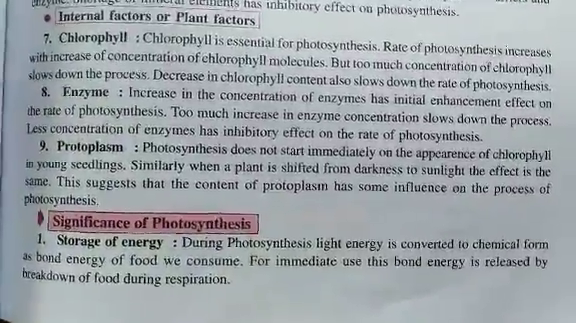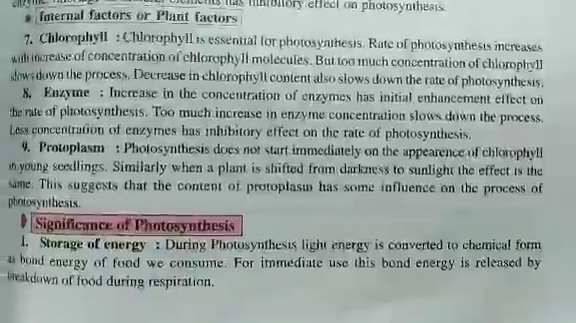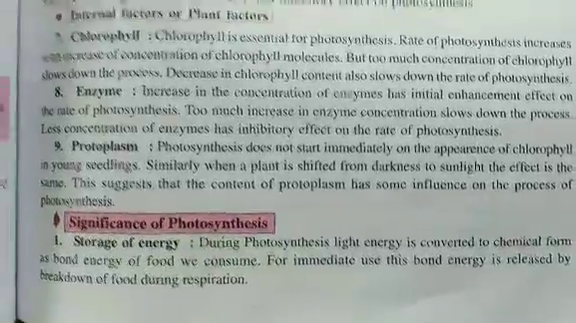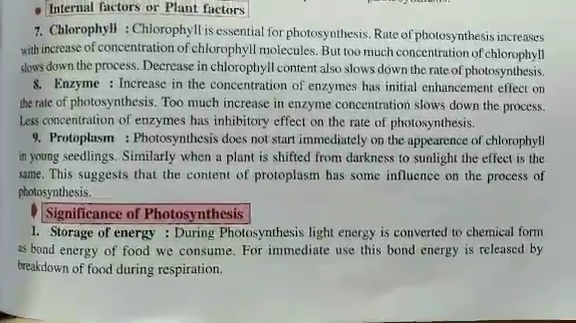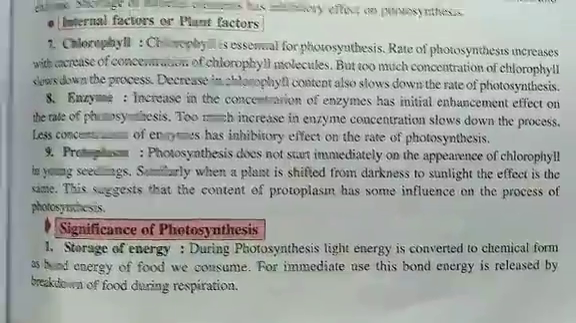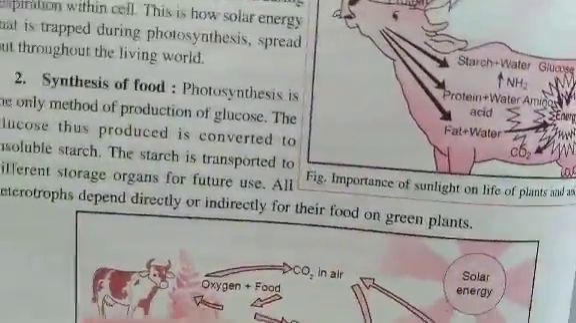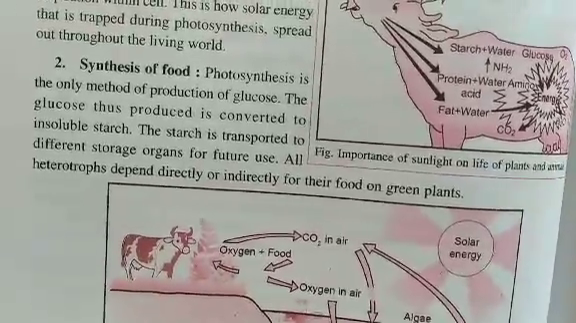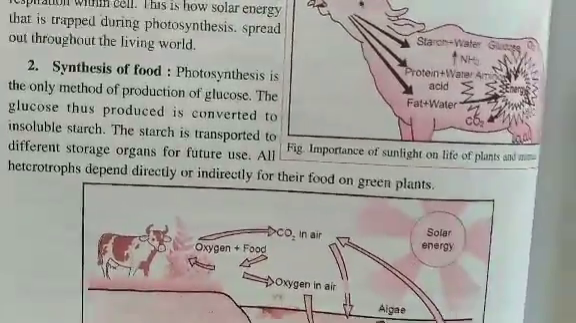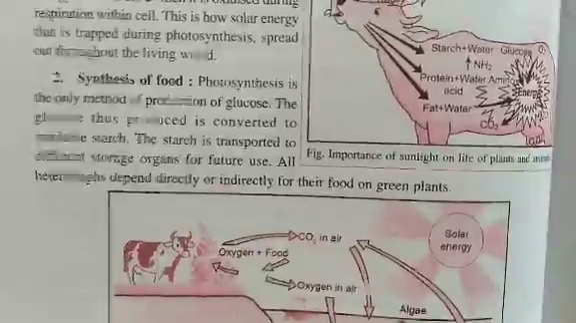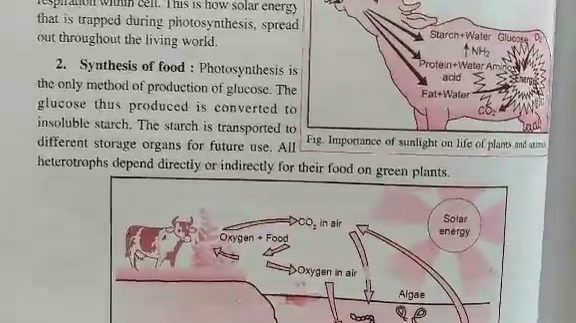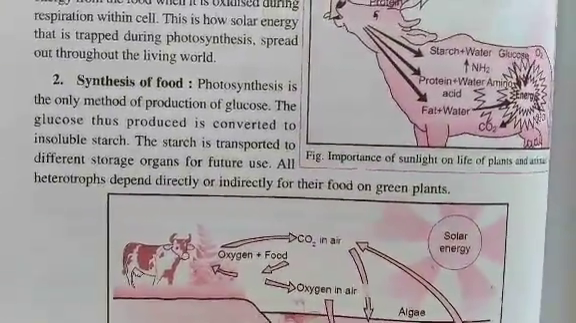First, storage of energy. We know light energy is converted into chemical energy and conserved in the food that we consume. That means it helps in energy storage. Now see, synthesis of food. Photosynthesis is the only mode of production of glucose, rather the production of food. All the animals get food from the plants from this process, photosynthesis.